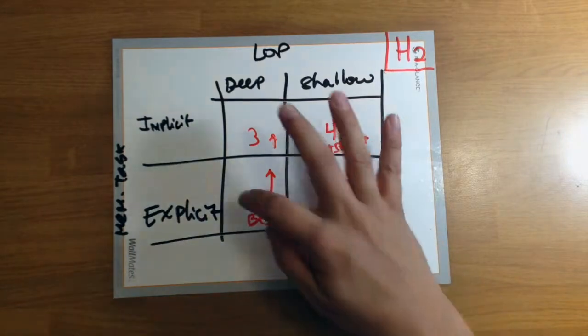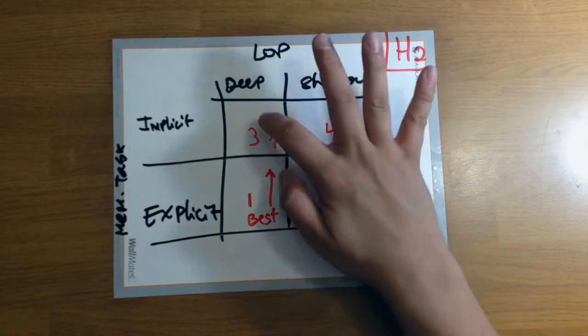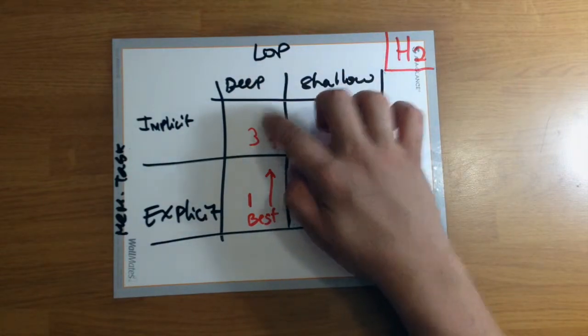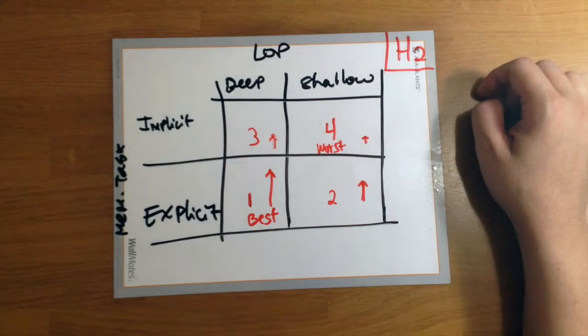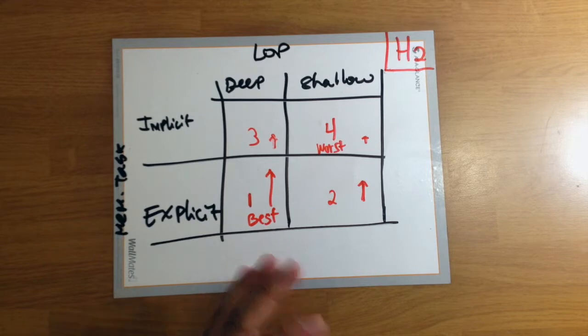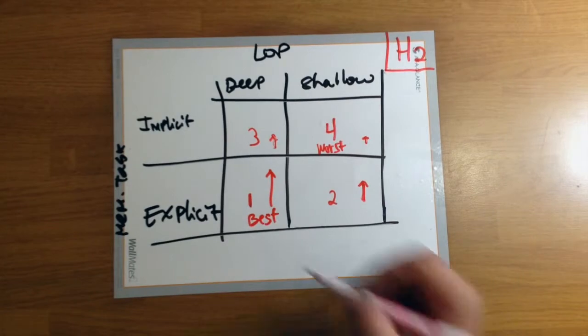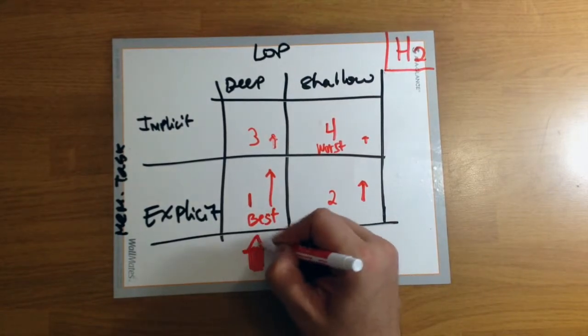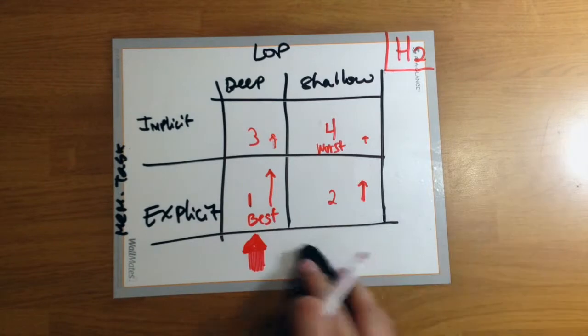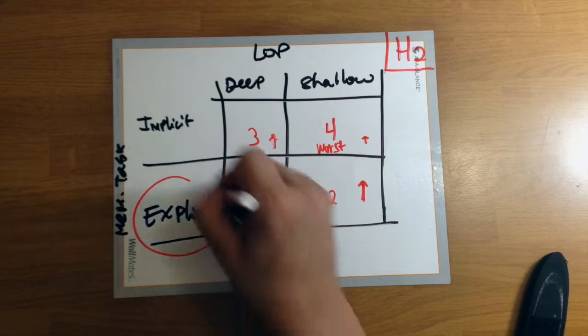So remember, the lower the number, the better a recall. So best, kind of okay, a little bit less good, and then totally worst. Now, finally, another thing is, however, you could think about it as the second part of hypothesis two. However, this effect that LOP will have on memory tasks will be stronger on explicit recall tasks than in implicit.